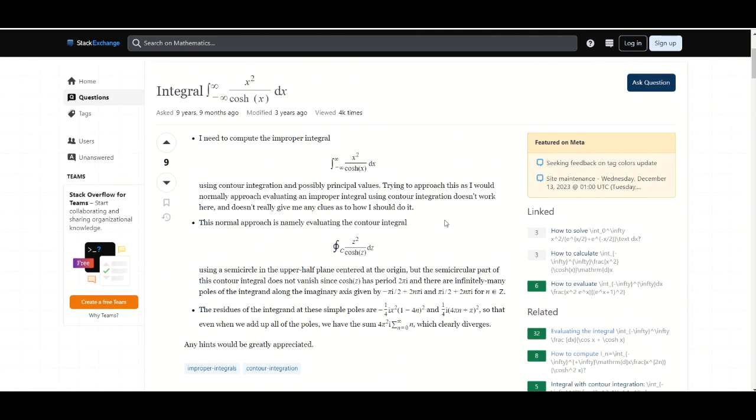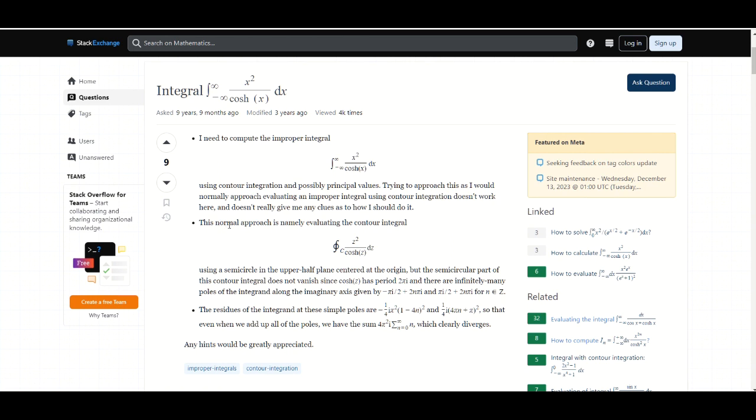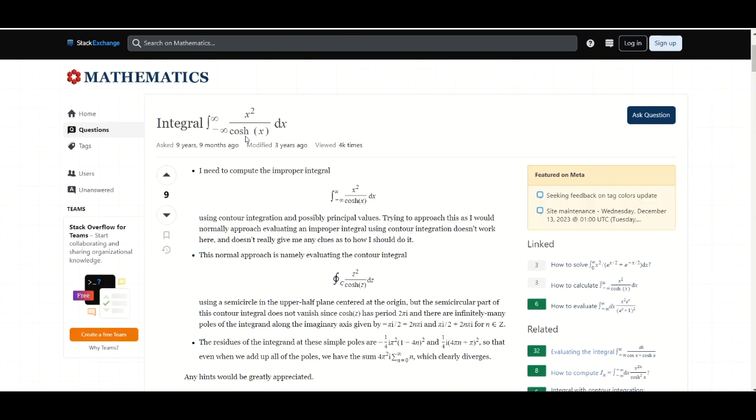Alright, so this is our integral right here. We have the integral from negative infinity to infinity of x squared over cos x dx. There are actually a few ways to tackle this. As you can see, they're doing some very nasty contour integration stuff right here, but that's not what we're going to get into because this is an integral that I've solved in the past, but it's always nice to go back and do these solutions again.